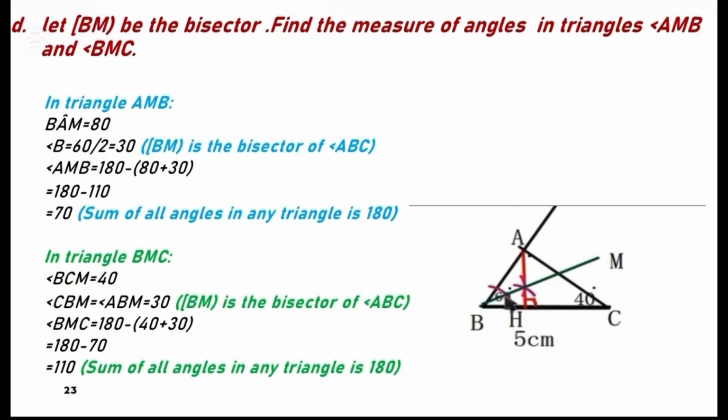Now, in triangle BMC, we have angle BCM equals 40 given, and as we said before, CBM equals ABM equals 30 degrees. Why? Because BM is the bisector of angle ABC. Now, how to find the missing angle BMC? It's 180 minus the sum of the given angles, which are 40 plus 30, it's 70. 180 minus 70, it's 110. And what is the reason? Sum of all angles in any triangle is 180 degrees.